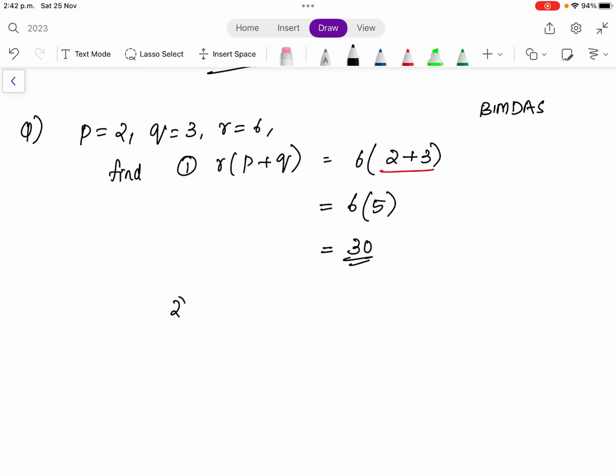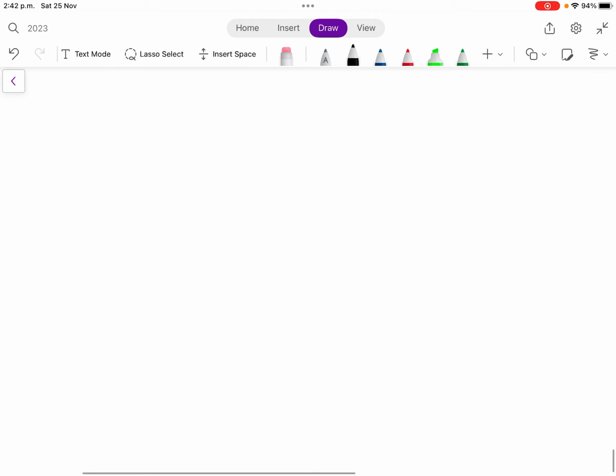Okay. Let's try another question. Q plus R over P. So that's equal to 3 plus 6 over 2, 9 over 2, which is equal to 4.5. You can put it in a decimal or you can give it as a fraction. So it's up to you, both should get you marks. Okay.